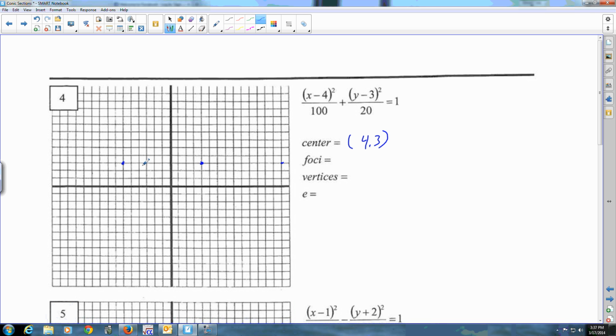So again, I'm just looking to make sure that when I get to the next thing, I've got it right. Okay. So your vertices are going to be 10 left and right. So 14, 3, and -6, 3. Now, go square root of 20 in your y direction, and the square root of 20 is about, whoops, nope, that's going to be the wrong number.